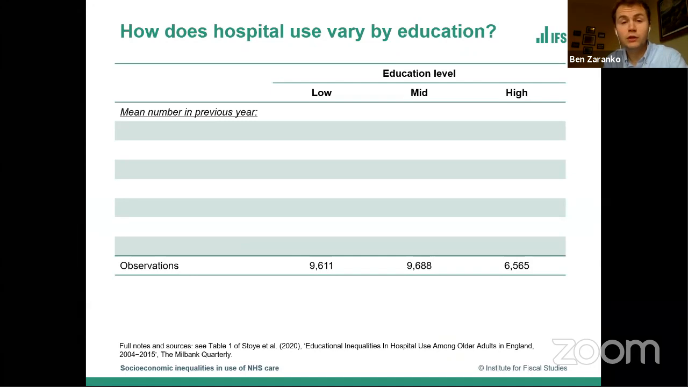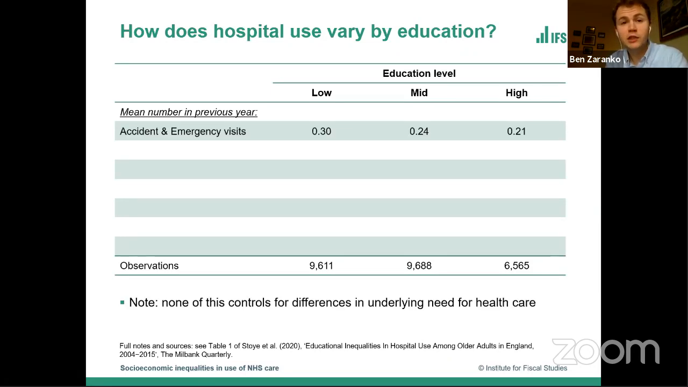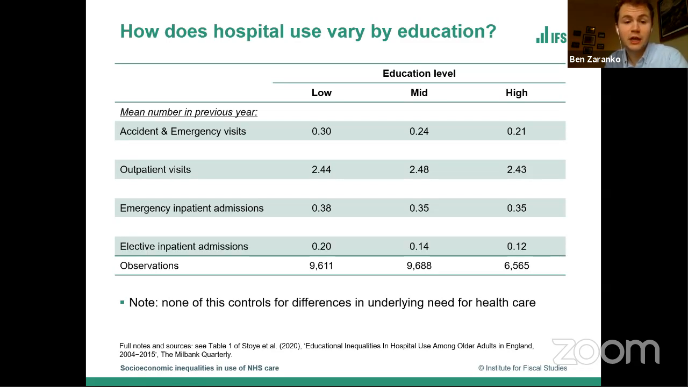And if we again look at how use of these types of care vary across education, if we look at A&E, those in the low education group had an average of, in our sample, 0.3 visits in the previous year versus 0.21 for those in the top education group. There's less of an education gradient in use of outpatient care, and it's actually highest amongst those in the middle education group. Those with no formal qualifications have more emergency admissions on average and more elective admissions. So if we take total hospital care, it's clear that those in the low education group, as we saw earlier, are in worse health, and they also make greater use of NHS hospitals.